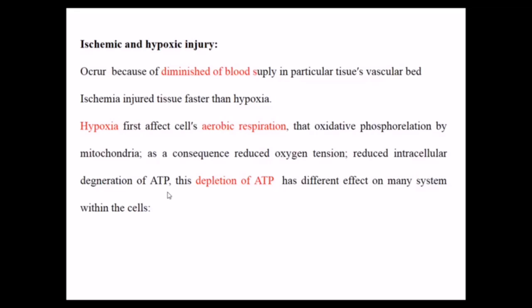So, decreased oxygen, hypoxia, affects aerobic respiration in the mitochondria, affects the generation of ATP, or depletes ATP. These have different effects in the system or in the cell.